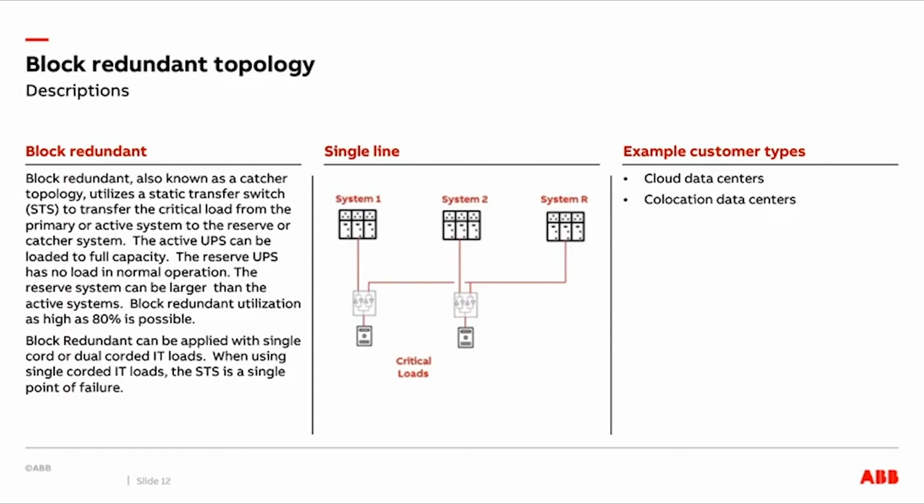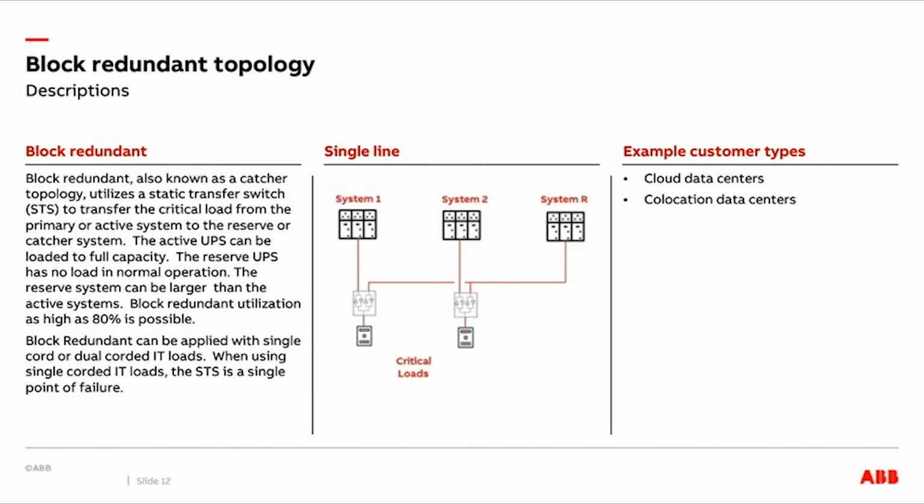Block redundant or catcher topologies utilize static transfer switches, or STSs, to create multiple paths. The STS is a sub-cycle transfer switch which can accomplish an in-phase transfer in about 4 milliseconds. Most current designs of STSs can also transfer in an out-of-phase condition. IT power supplies can ride through a 10 millisecond power outage. The block redundant design is based on the speed of the STS and the load step ability of the UPS.